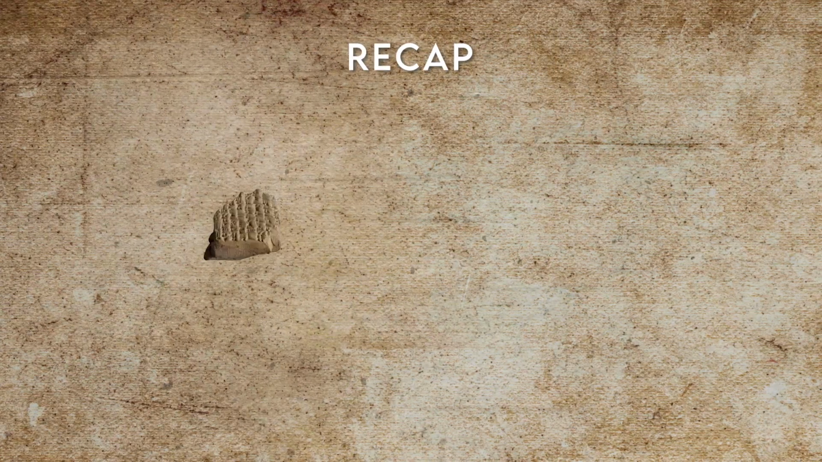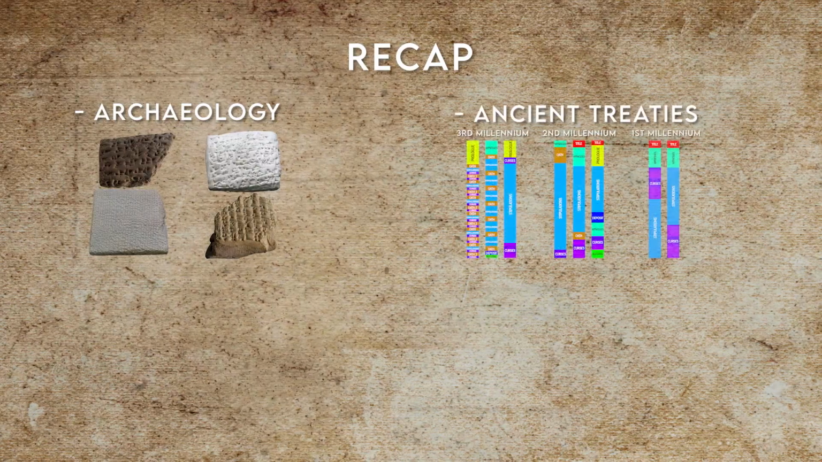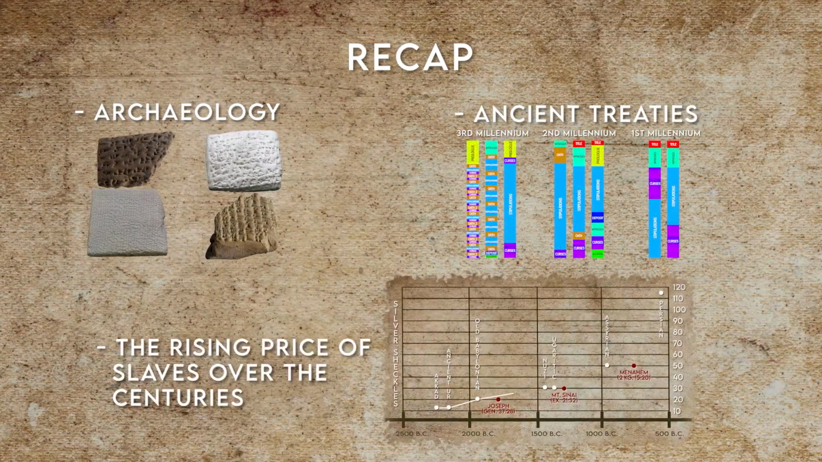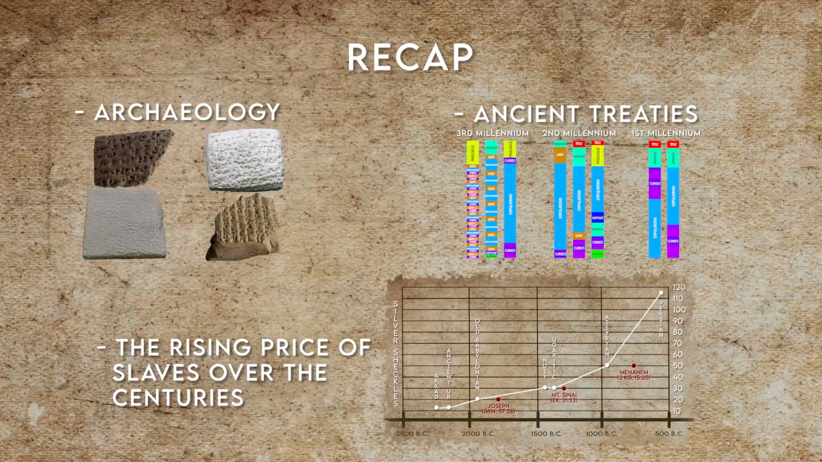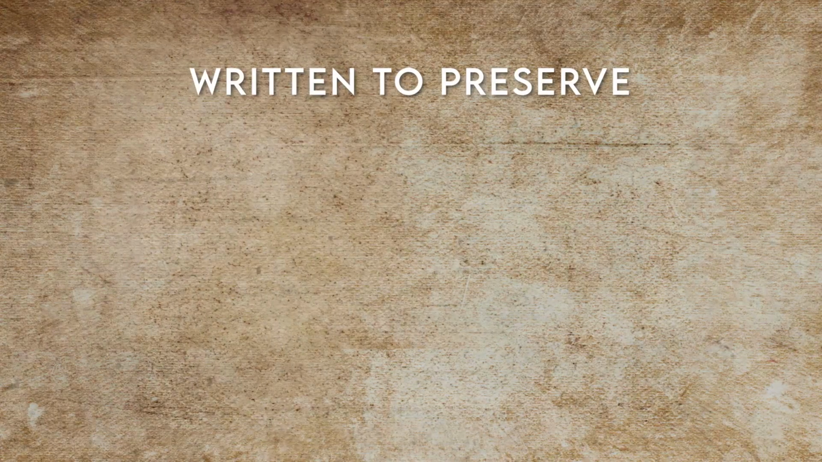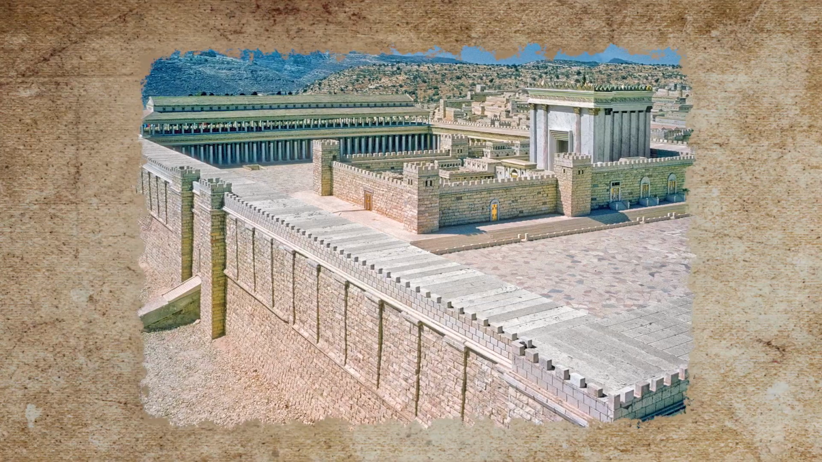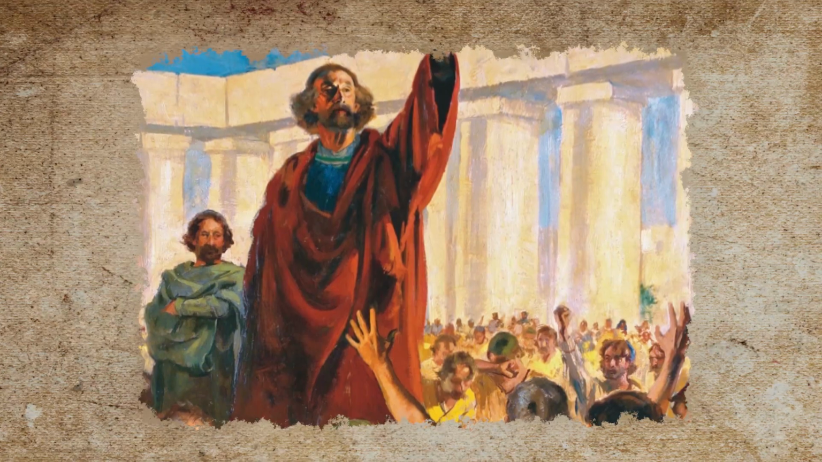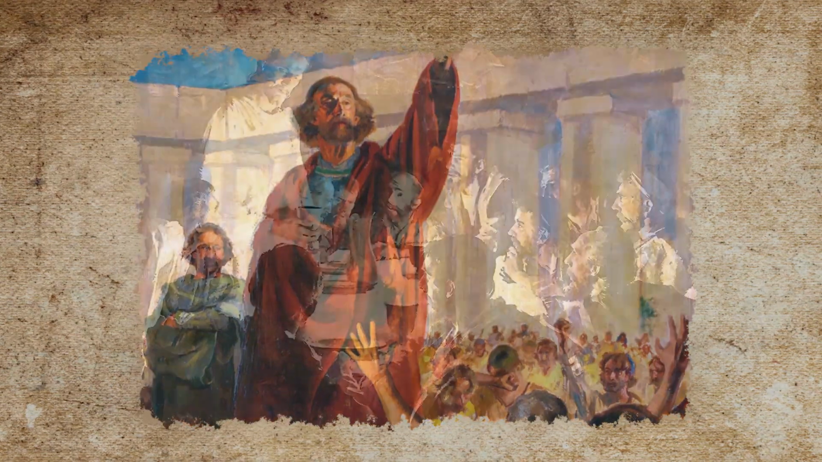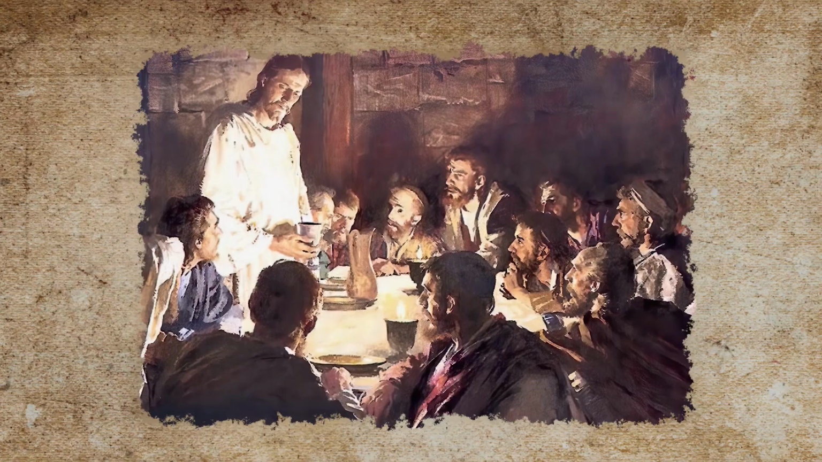So far we've looked at archaeology and ancient treaties and the rising price of slaves over the centuries. Now let's ask a question or two about the motive of the writers. Why write at all? We have seen that when Jeremiah the prophet was banned from preaching in the temple in Jerusalem, God had him write down the messages that he had preached and then have his scribe Baruch read them aloud in the temple. And similarly, the New Testament writers write their books to be read aloud in the Christian gatherings. But underlying practices like this, there's the primary aim to preserve the content unchanged for future generations.